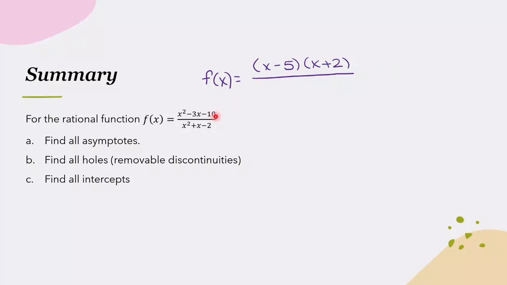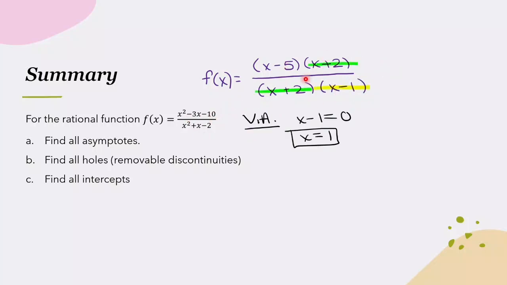And the numerator can be factored because product of negative 10, sum of negative 3, would be negative 5 and positive 2. So I can factor the numerator as x minus 5, x plus 2. I can also factor the denominator. Product of negative 2, sum of 1, would be 2 times negative 1, or x plus 2, x minus 1.